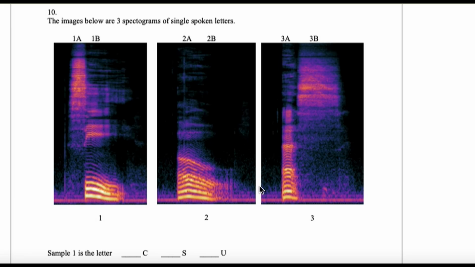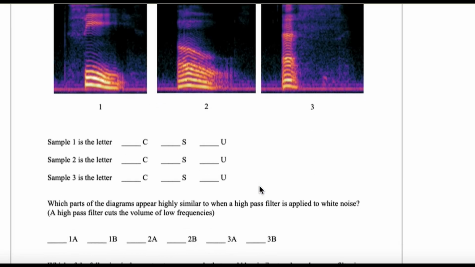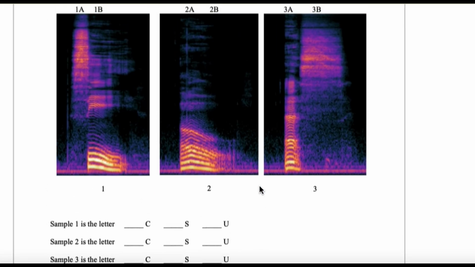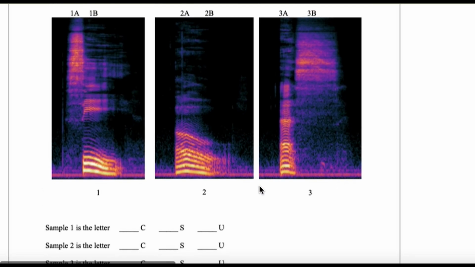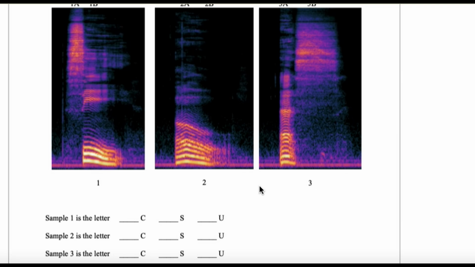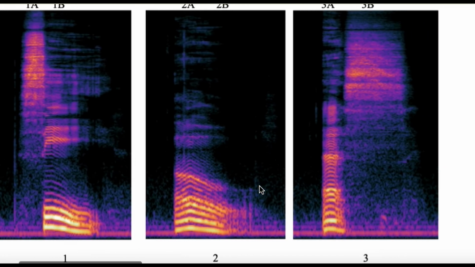So for one of these letters, we see the lows being cut out at certain points. In another letter, we see the highs being cut out quite a bit by the human mouth, the way they say the letter. So you have to look at the diagram and decide which one looks like letter C, which one looks like S, and which one looks like U. You can make your guess now.